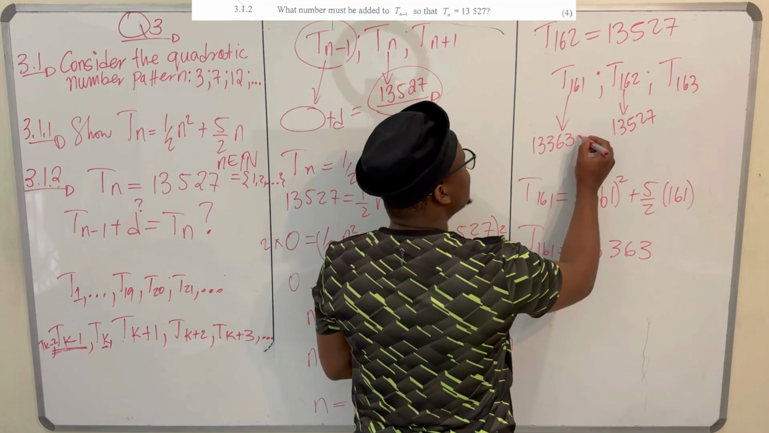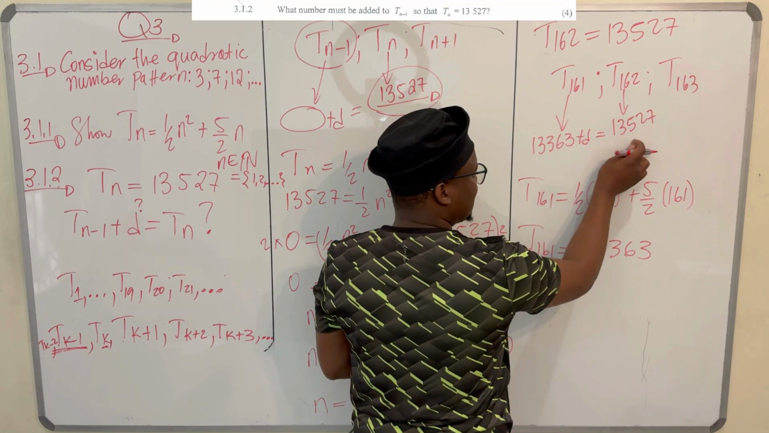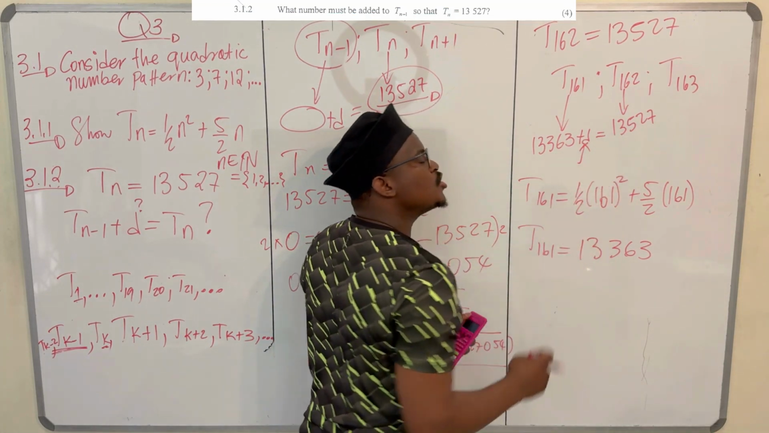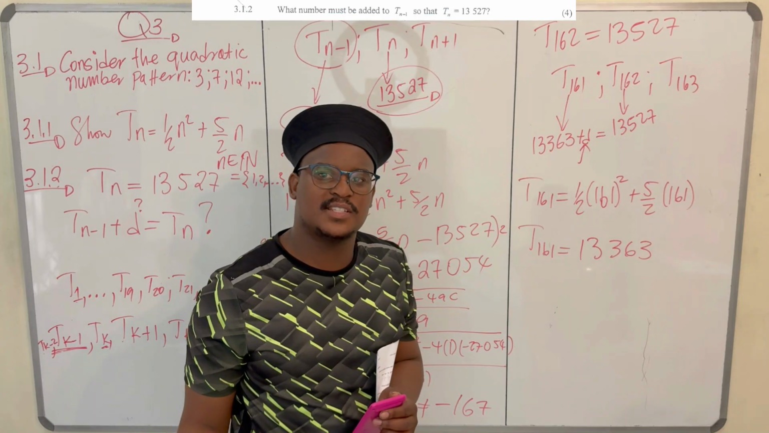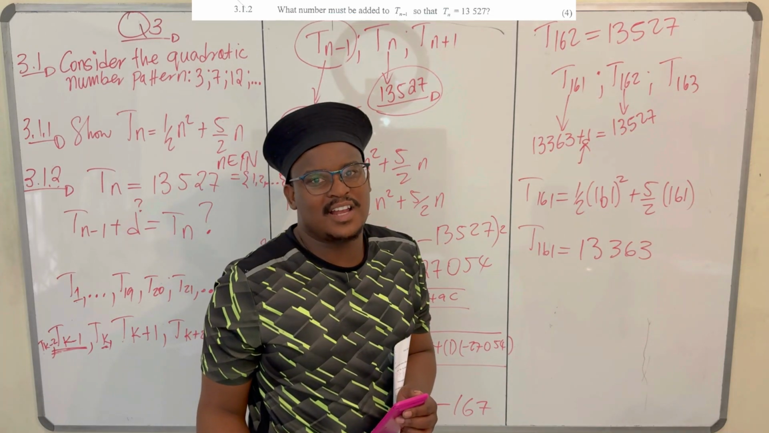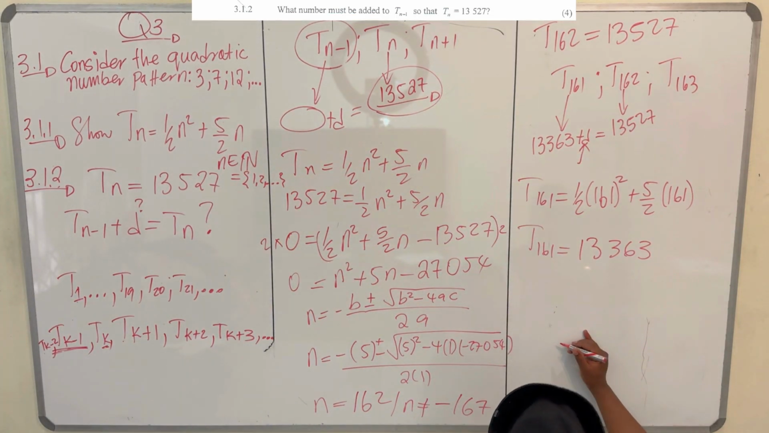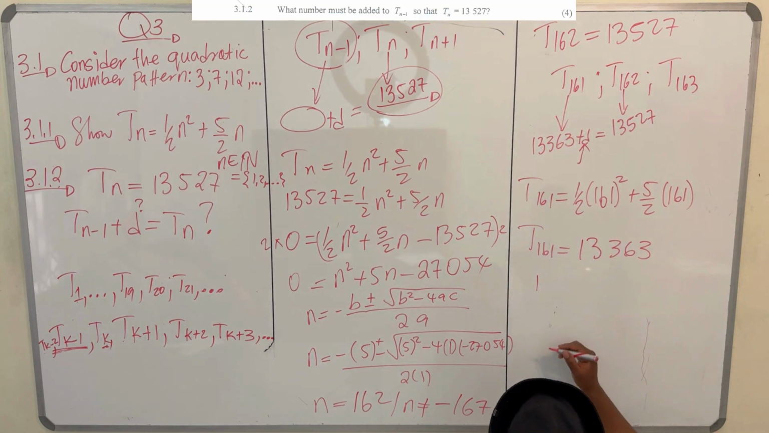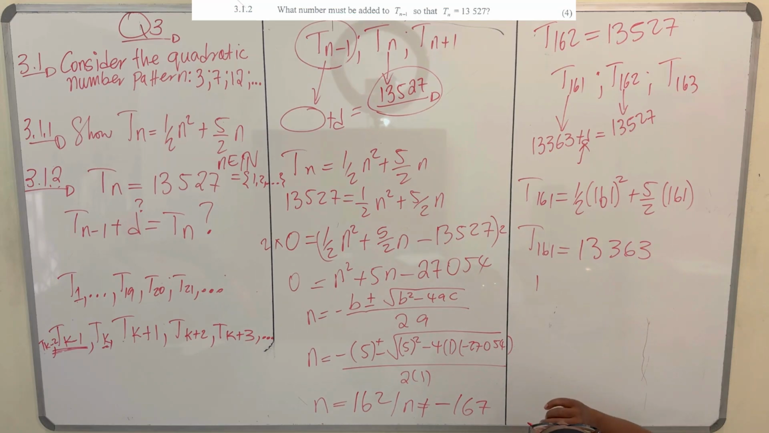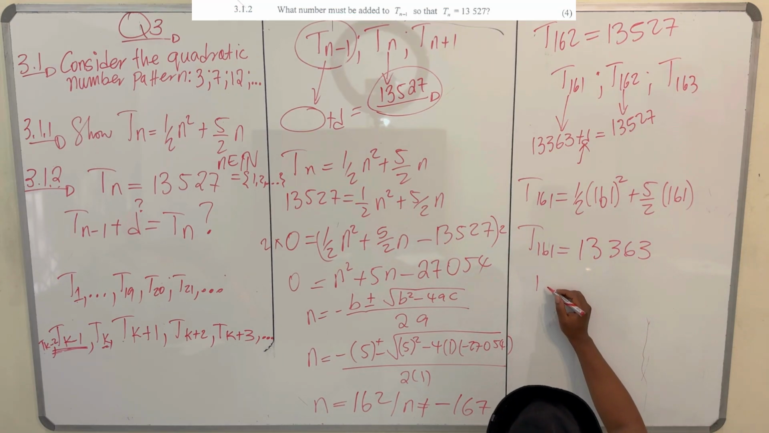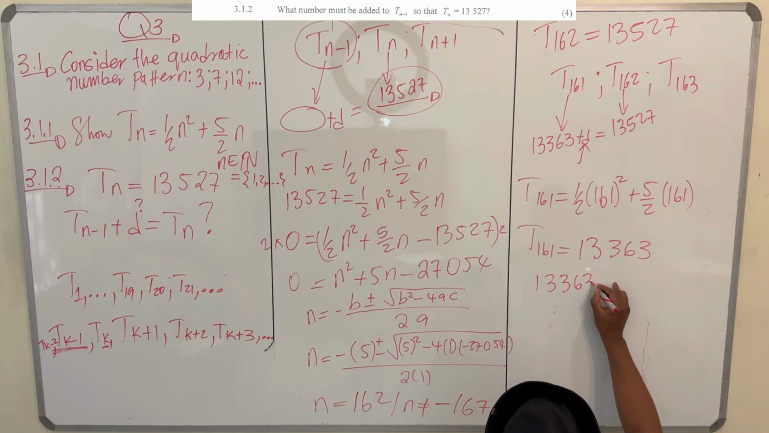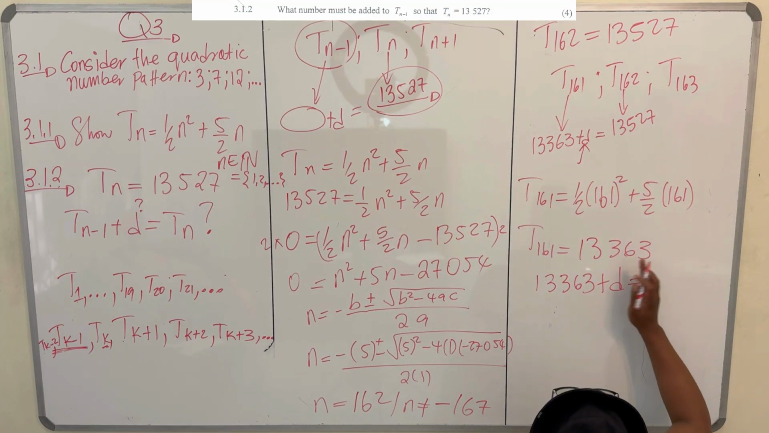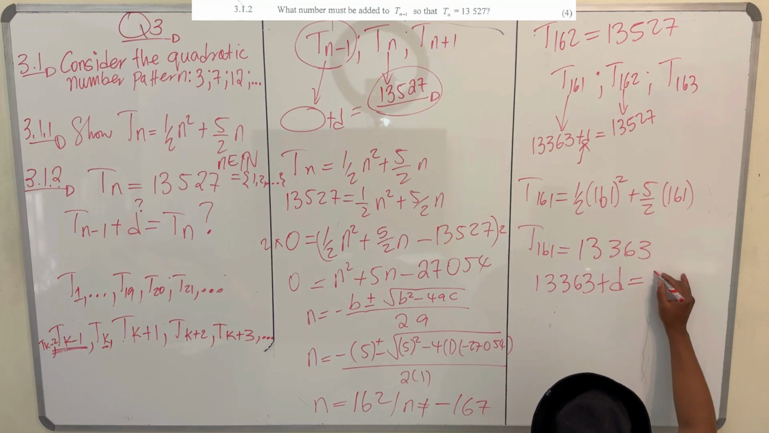So they're asking what must be added here so that you get that. What should you add to this term so that you get that? It's more like they're asking what is the difference between these two terms. That's essentially what they're asking you. So we say T161, which is behind T162, is 13,363. We must add some difference so that we get the next term.